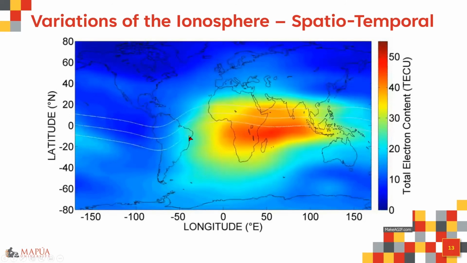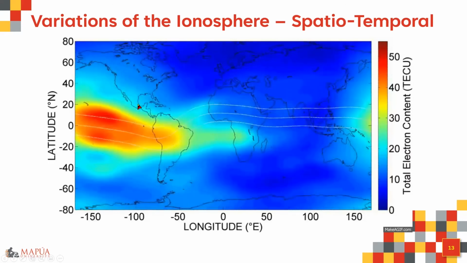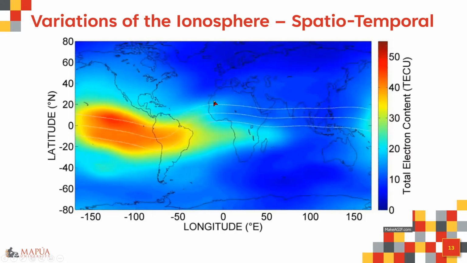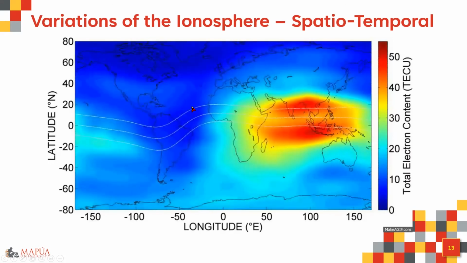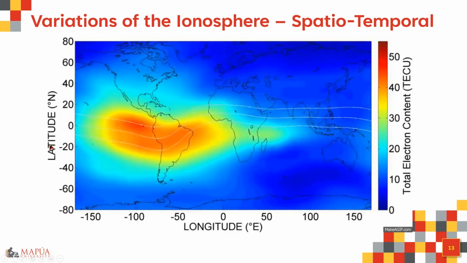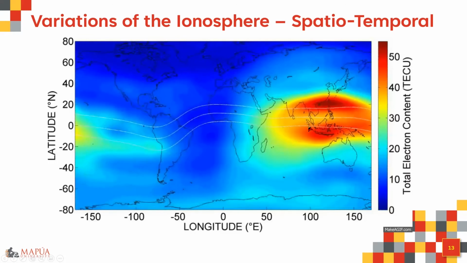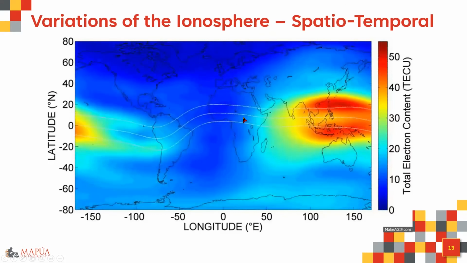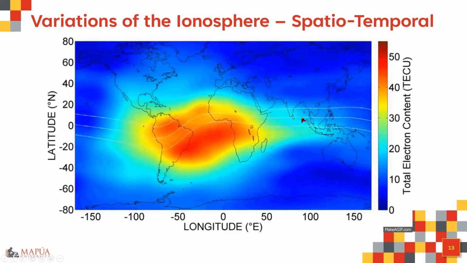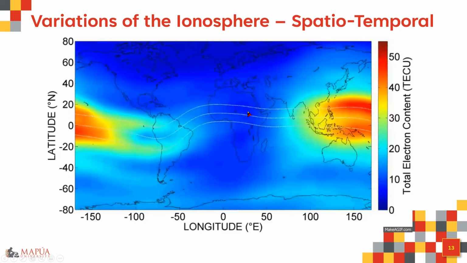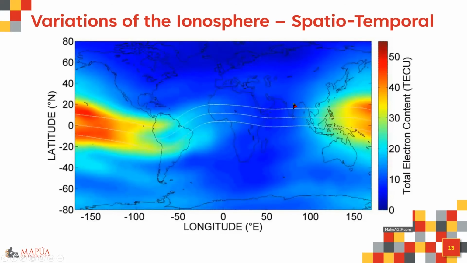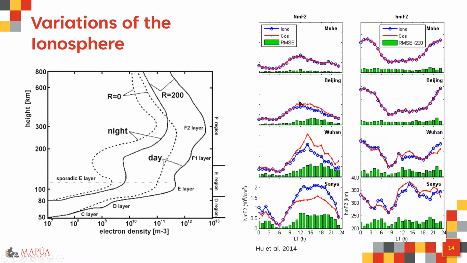So this illustrates the ionization of the Earth's ionosphere at different locations based on the time of the day. Okay, so this just shows us that where there's high ionization, that means that region or that area of the Earth is the one that's facing the sun. Also, the ionosphere also varies with time.